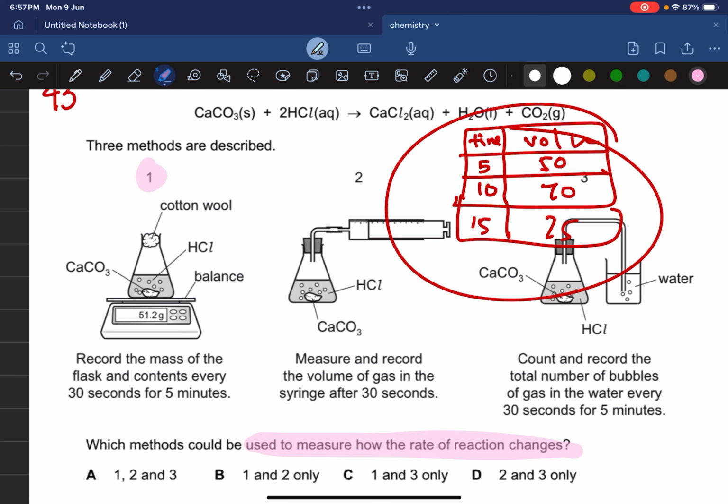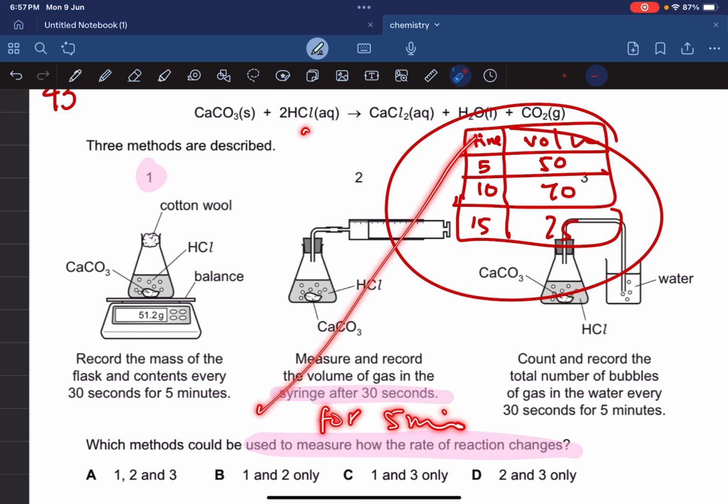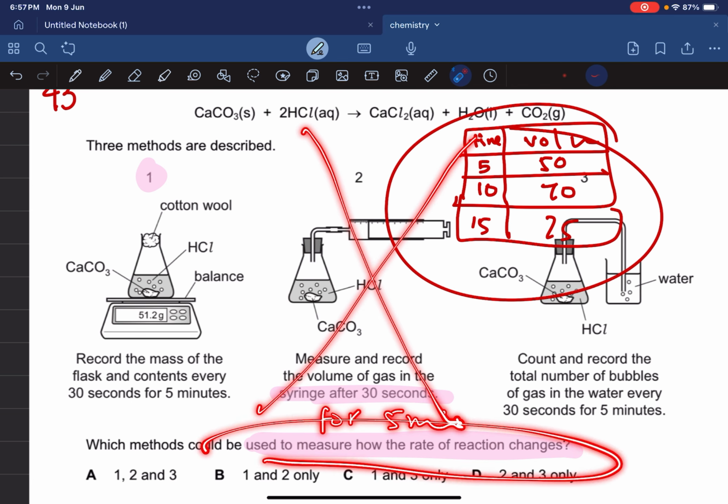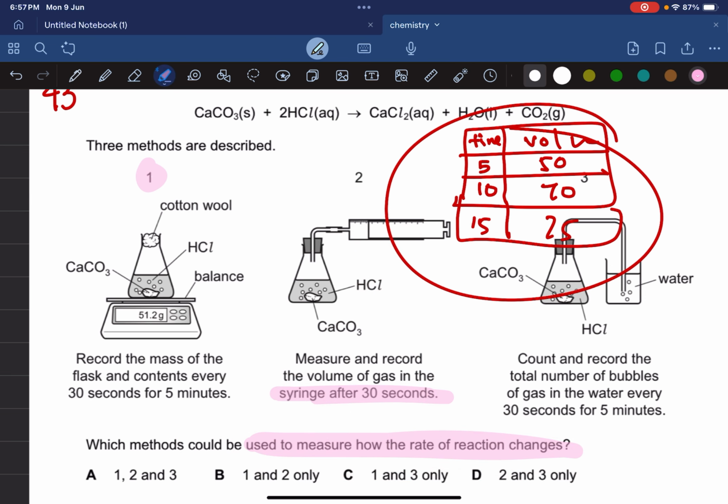Okay, now option 2. Measure and record the volume of the gas in the gas syringe after 30 seconds. If I only check it once after 30 seconds, can I measure the rate? I have to check it for at least 2, 3 or 5 minutes. The method is correct. The way it is checking, it's correct. If I just measure the volume of the gas being formed, I can easily measure the rate. But the thing is that it is only measuring after 30 seconds, not for 5 minutes. So this is incorrect, because that is not how I can measure the change in rate. Okay, so option 2 is incorrect.